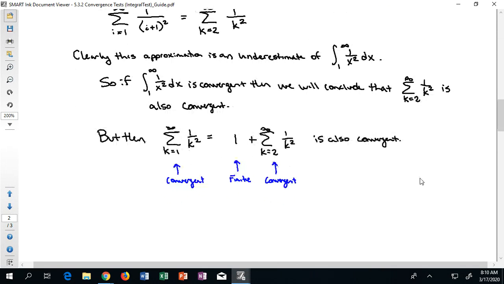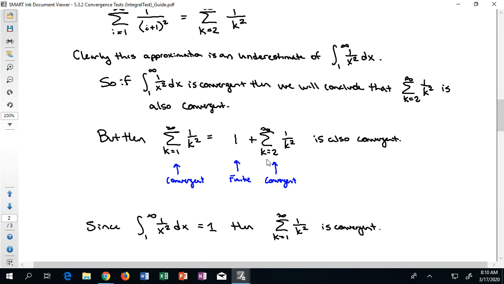Okay, so we can see here that we get something really convenient. We were able to determine that this series is actually going to be convergent. Remember, the idea is that if you add or subtract, or delete finitely many terms to a series, you do not change its convergence. Okay. So in this case, it seems like we can reach the following conclusion. Since this integral equaled 1, we showed that before, then the series is convergent. Notice again, we don't know what it's convergent to, only that it is convergent.